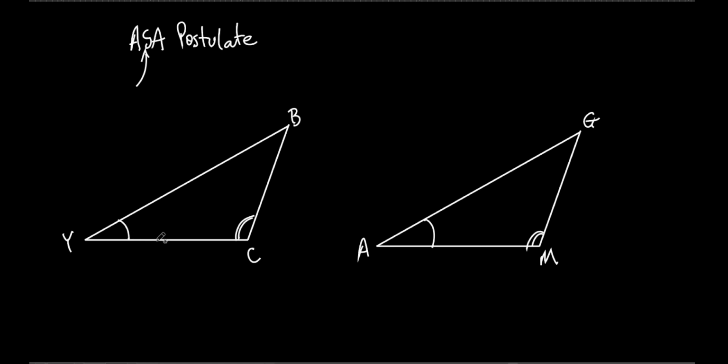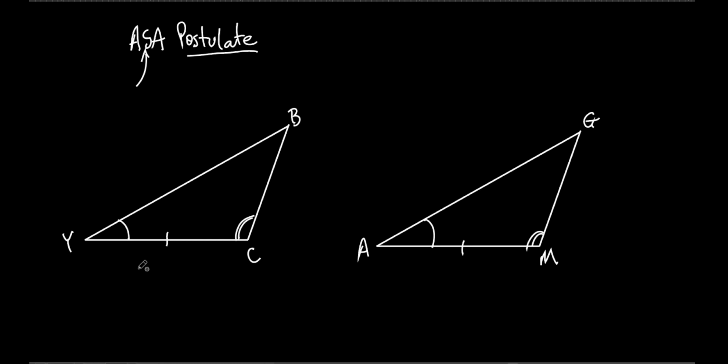So these two angles, angle Y is equal to angle A, because they give it to you. It's given. Angle C is equal to angle M because it's given. Everybody got that? And they also tell you that line segment YC is congruent to line segment AM. Why? Because it's given. Good. So they give you all that stuff. Now remember, this is a postulate, so we can't really prove it. We just accept it as truth.